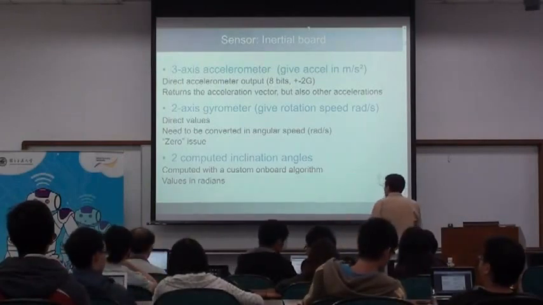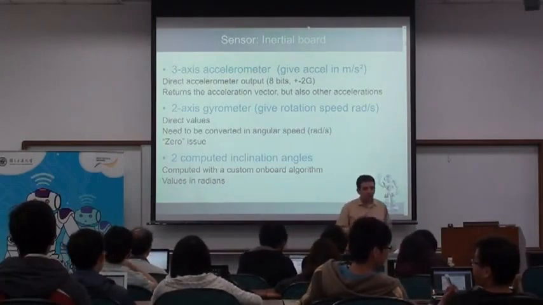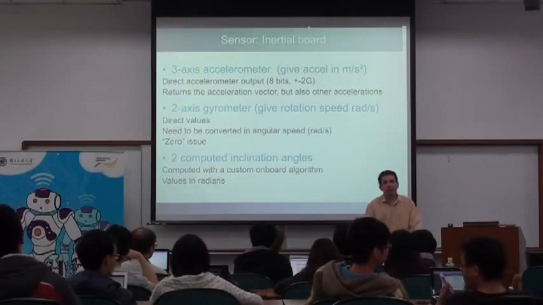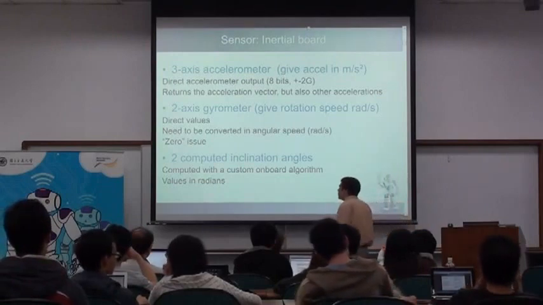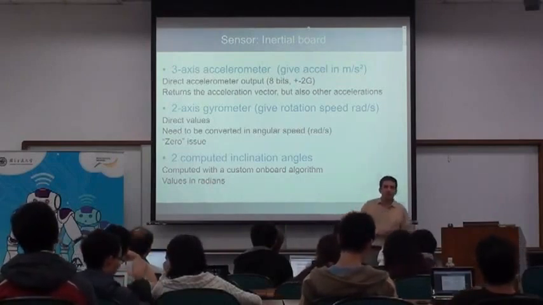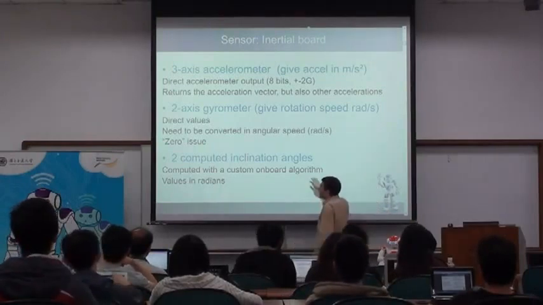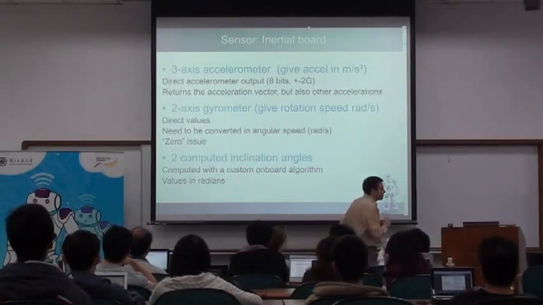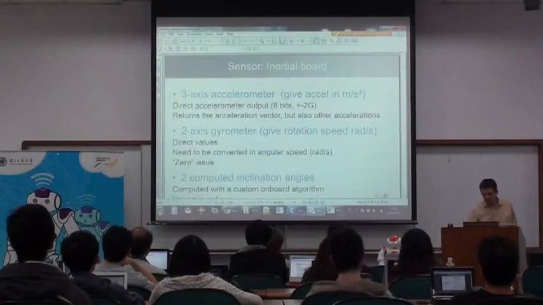So the next sensor is the inertial board. We have an inertial board located here under the belly of the robot. And in this board you have a 3-axis accelerometer and a 2-axis gyrometer. The 3-axis accelerometer gives you a linear acceleration, and the gyrometer gives you a rotation speed. And we also compute on board the current inclination angle of the robot. So let's look at that in detail.